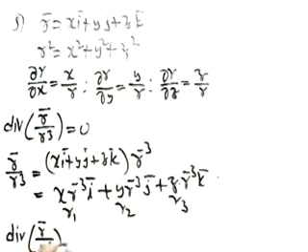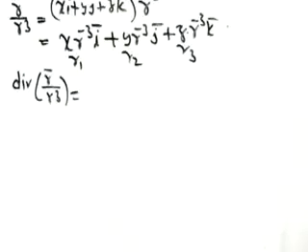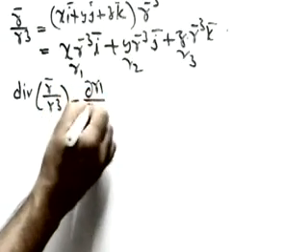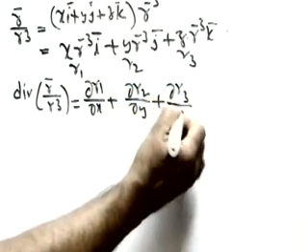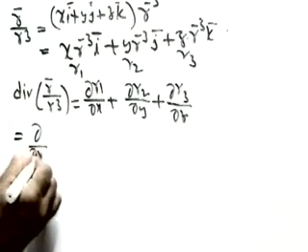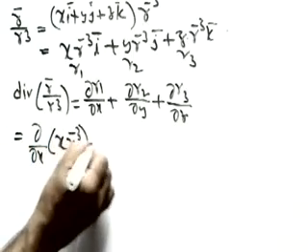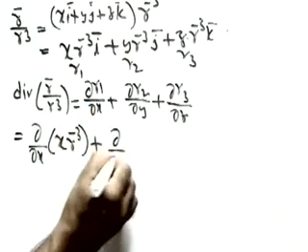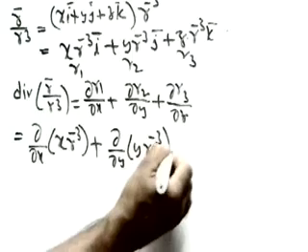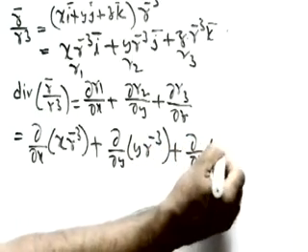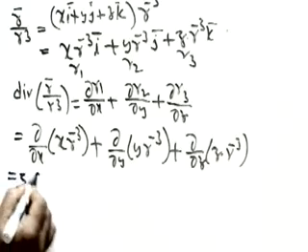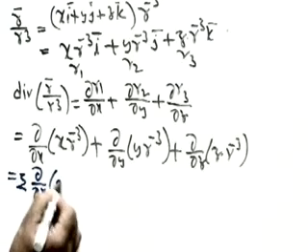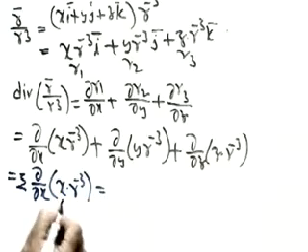Now divergent of r vector by r cube. What is its formula? Just now we have done the same question. We know this is dou r1 by dou x plus dou r2 by dou y plus dou r3 by dou z. So this will be dou by dou x of x into r power minus 3, plus dou by dou y of y into r power minus 3, plus dou by dou z of z into r power minus 3. Then we take sigma and expand. If we take sigma, we just take one term here. So this can be written as sigma dou by dou x of x into r power minus 3.